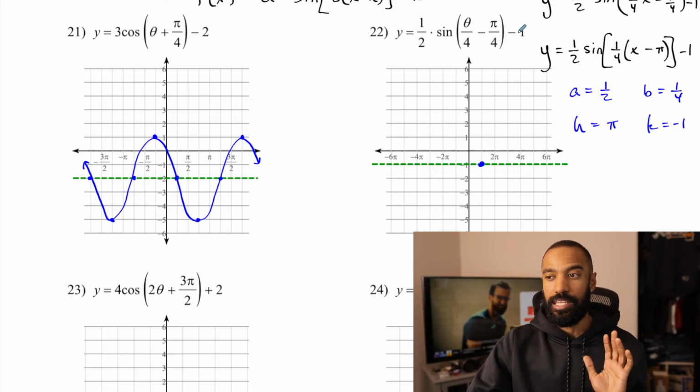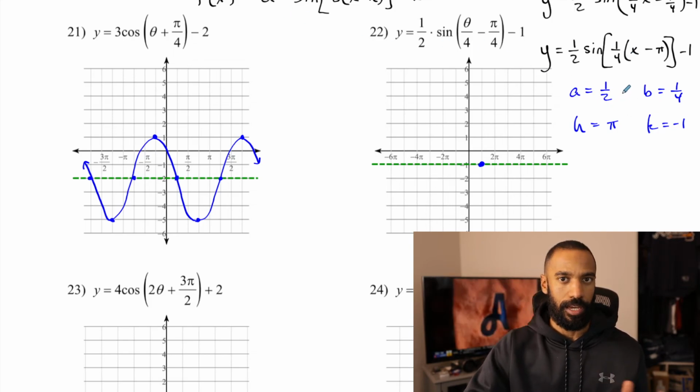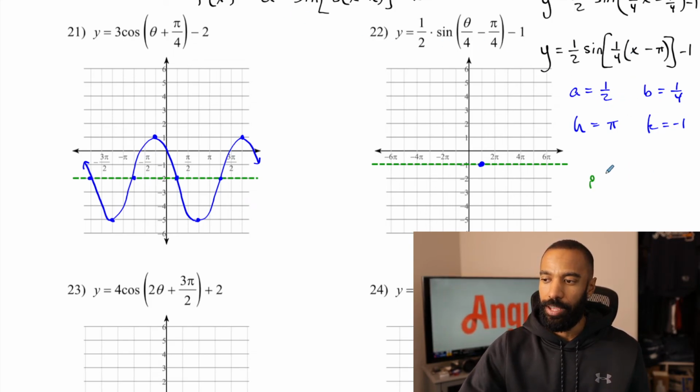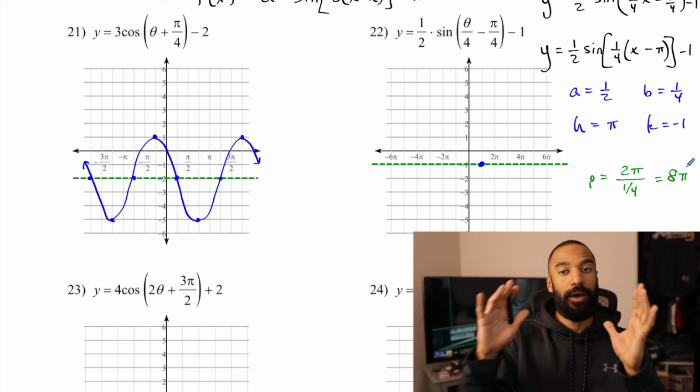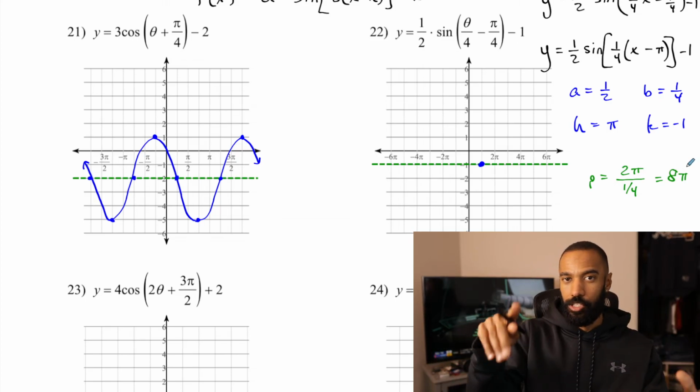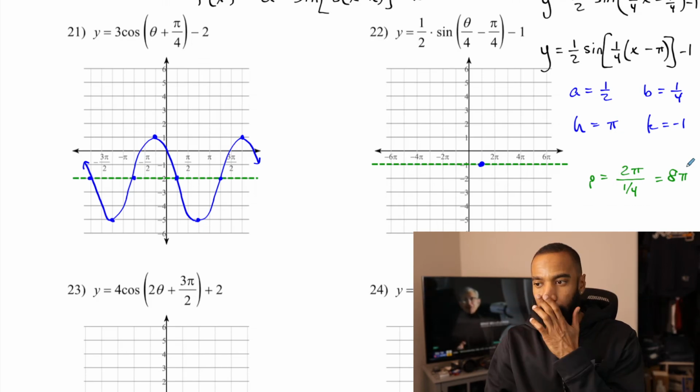Now the frequency is next. This is where the 1/4 comes into play. Excuse me, the period with the frequency. The period is 2 pi over your frequency of 1/4. 2 pi times 4 is 8 pi. It takes 8 pi units to complete a full cycle, to go all the way from peak to midline to trough to midline, all the way back.